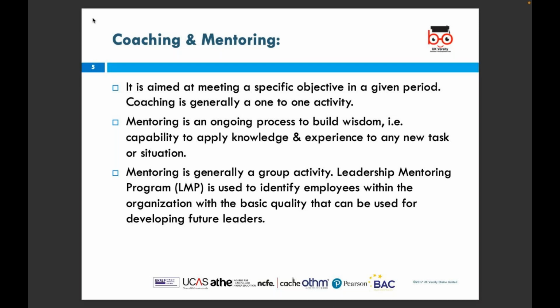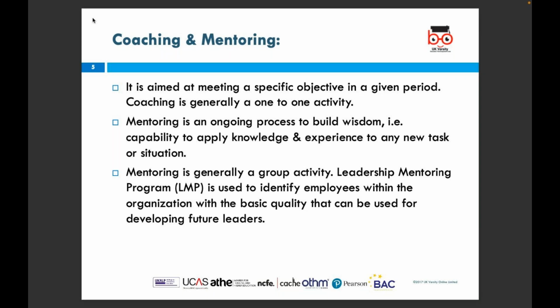Coaching is generally a one-to-one activity. Mentoring is an ongoing process to build wisdom, the capability to apply knowledge and experience to any new task or situation. Mentoring is generally a group activity. A leadership mentoring program is used to identify employees within the organization with the basic qualities that can be used for developing future leaders.